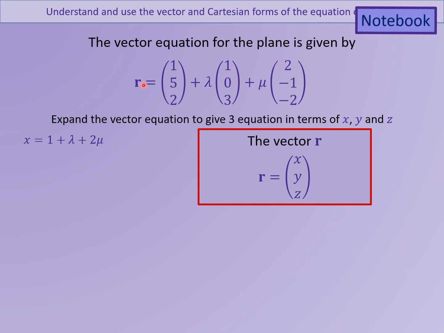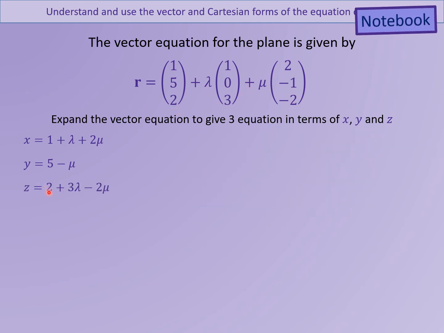Okay, so that's the top line. The second line, y equals 5 plus 0 lambda, so I can ignore that, minus mu. So y equals 5 minus mu. And then the bottom line, z equals 2 plus 3 lambda minus 2 mu. So there we go. Right, so once I've got my three equations, what I'm going to do now is use the x and z equations to cancel out lambda.